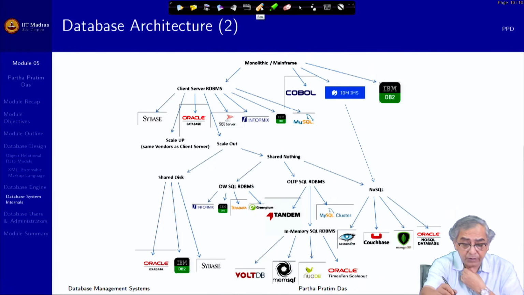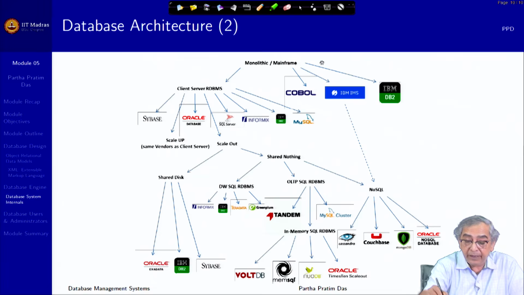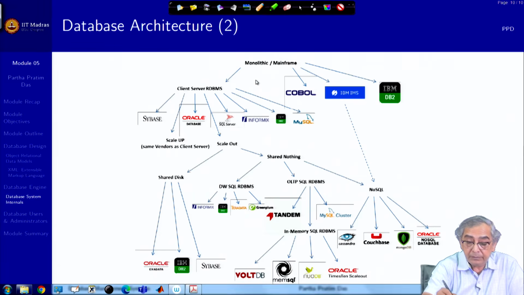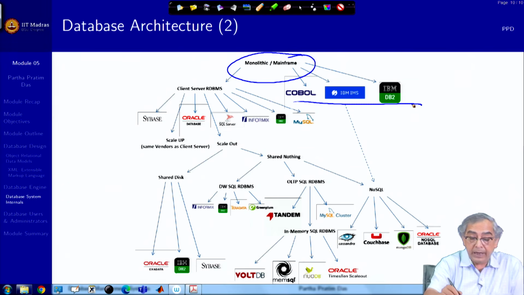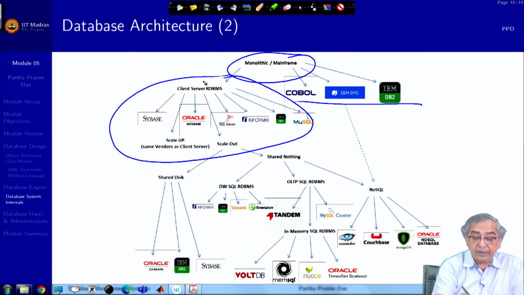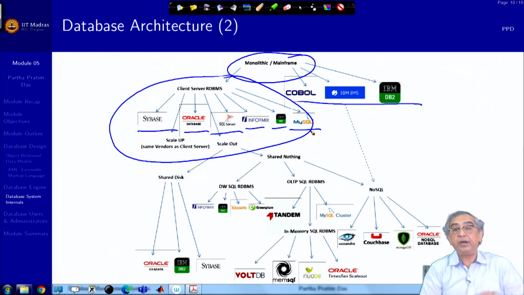You saw this diagram earlier too. I just brought you back here after a little bit more discussion. So, this is the monolithic mainframe, which was the earliest stage, where you had COBOL and all that. And then you have client server, DBMS, Sybase, Oracle, SQL Server, Informix, DB2, MySQL, Postgres, there are several others. And primarily this client server based model is what we are going to focus on, because the rest of the models are built on top of this client server kind of model.